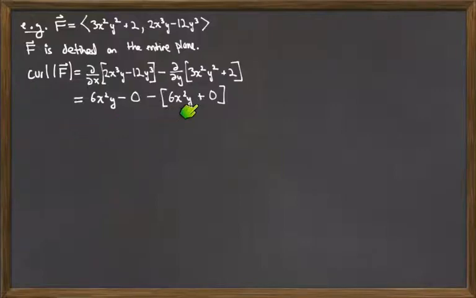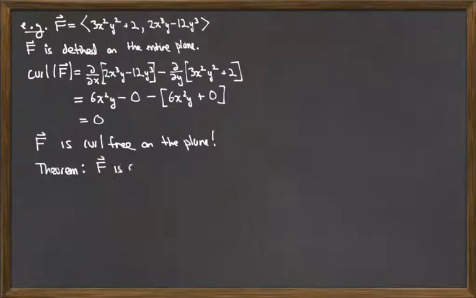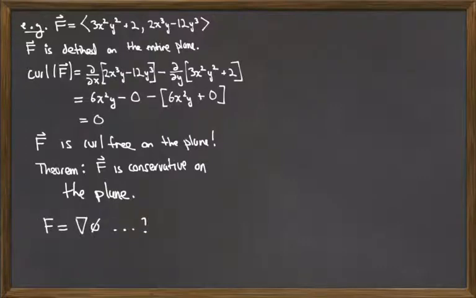Despite the fact that the derivatives were kind of complicated, after I differentiated and compared the two, I got the same thing, and therefore it is curl-free on the region. Everywhere, at every point on the plane. As a consequence, from the theorem, F must be conservative on the entire plane. This begs the question, what is a potential function? F must be the gradient of something. How can I go about and find a potential function?